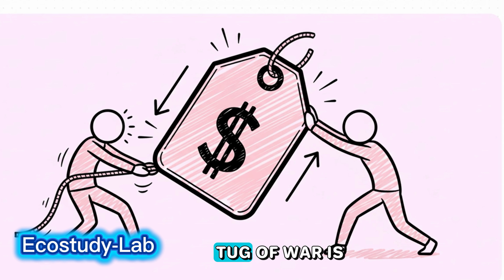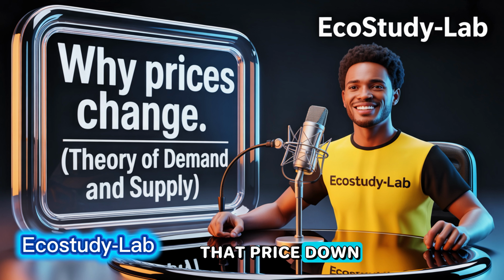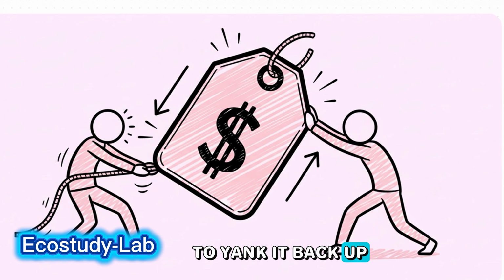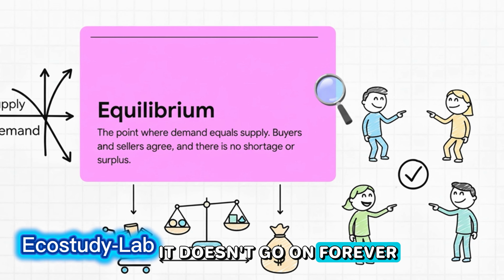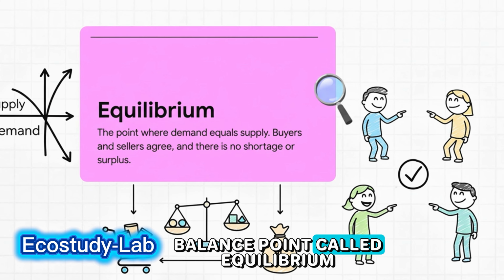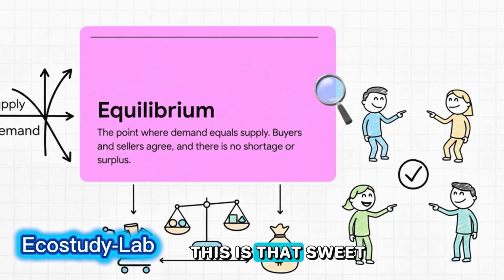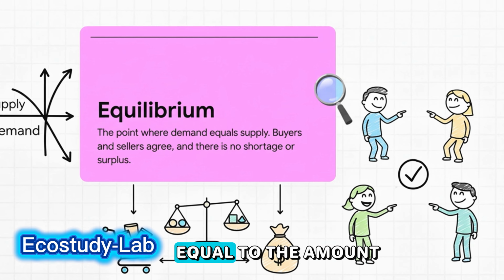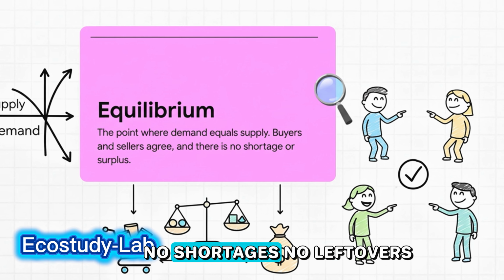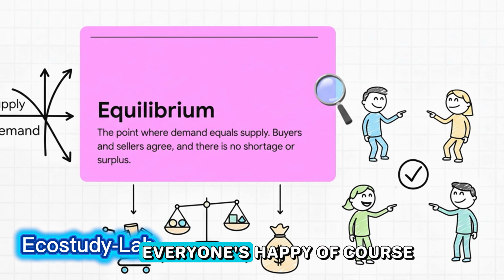Or, okay, maybe a tug of war is a better way to put it. Buyers are constantly pulling that price down, while sellers are trying to yank it back up. This dance, this tug of war, it doesn't go on forever. It eventually finds a balance point called equilibrium. This is that sweet spot where the amount buyers want to buy is exactly equal to the amount sellers want to sell. At this price, the market is cleared. No shortages, no leftovers, everyone's happy.